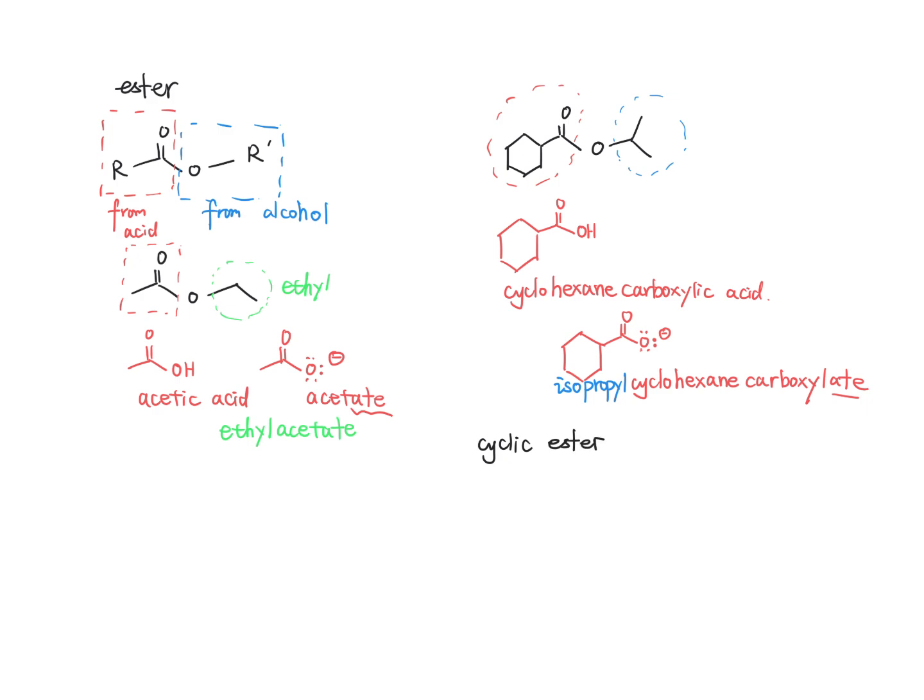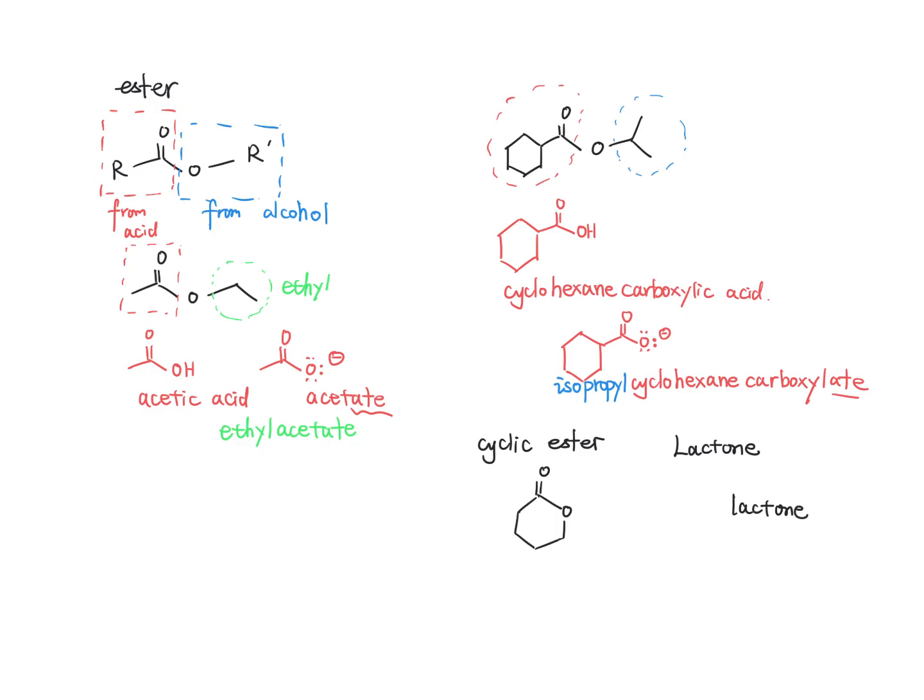For a cyclic ester, there is a special name called lactone. So any cyclic ester is a lactone. If you hear lactone, that is just a cyclic ester. For example, if we have a cyclic ester that looks like this, what we have here is this ester group, and part of it is inside this ring. So the oxygen from the alcohol is part of the ring. So for this cyclic ester, first it will be called lactone.